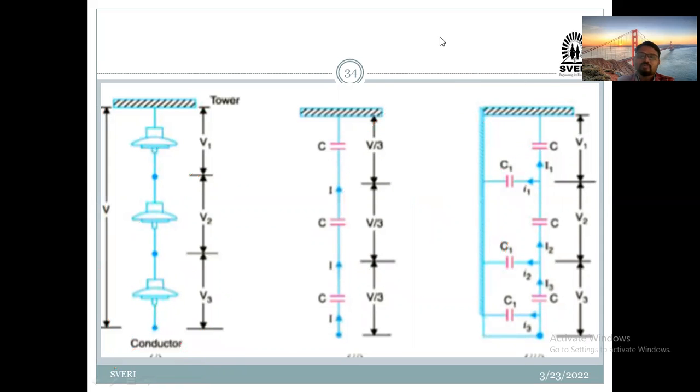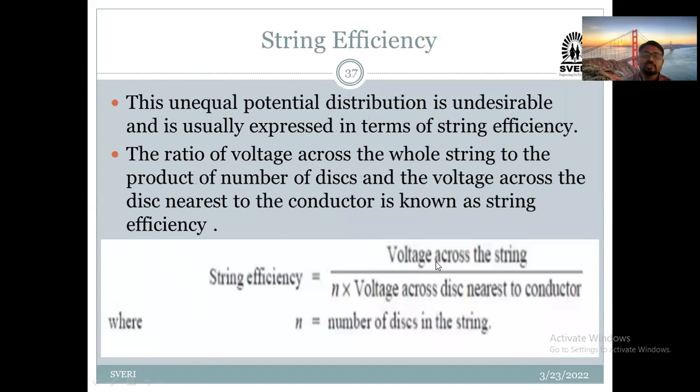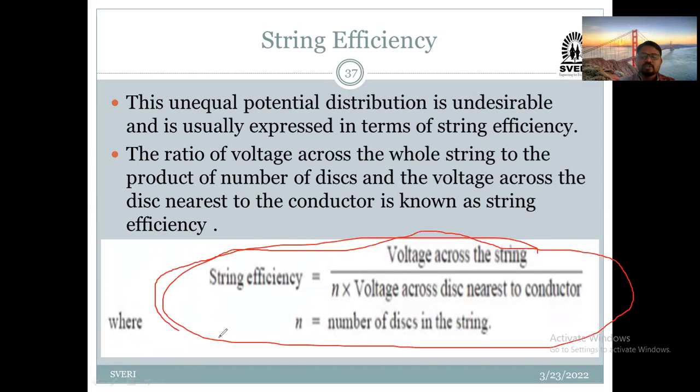Understood how to write down the formula for string efficiency? Yes, sir. Everyone got this formula? This is very important because whenever you solve an example, it is not the case that there are three discs every time. Sometimes there will be four, sometimes five, so according to that you have to rewrite the formula and solve the example. Many times questions based on this are asked in MCQs. What is string efficiency, what is its definition? It is the ratio of the voltage across the string divided by N into the voltage across the disc nearest to the conductor.